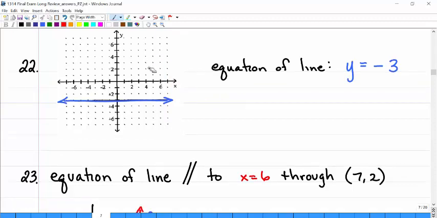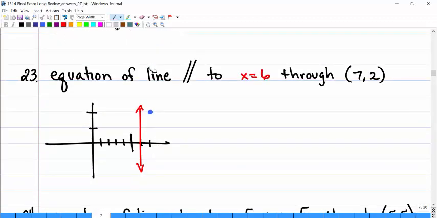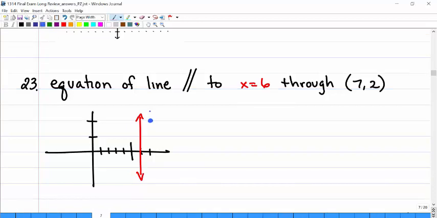Number 23, find the equation of the line that is parallel to x equals 6. Okay, so how do you graph x equals 6? It's a vertical line at 6. And it goes through the point 7, 2. So we want the equation of this line. Parallel meaning they never intersect, remember? How do you find the equation of the blue line? It's vertical, so it's going to be x equals a number, and it's going to be x equals 7.